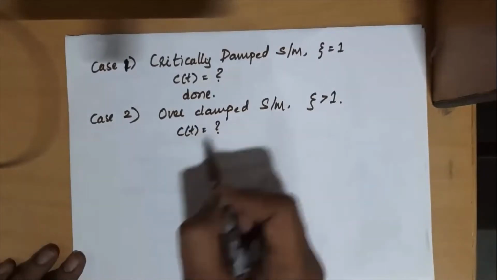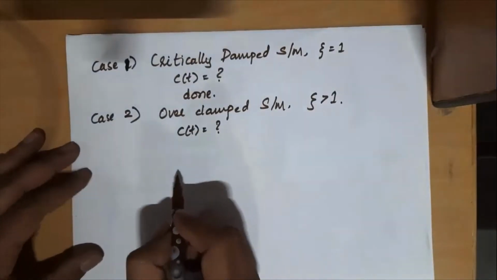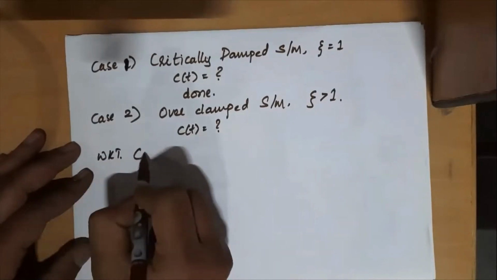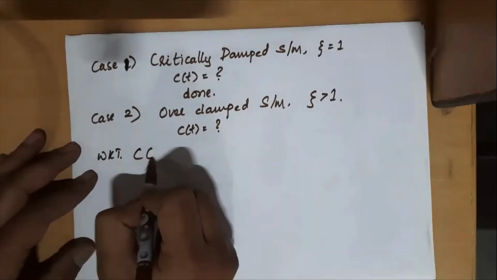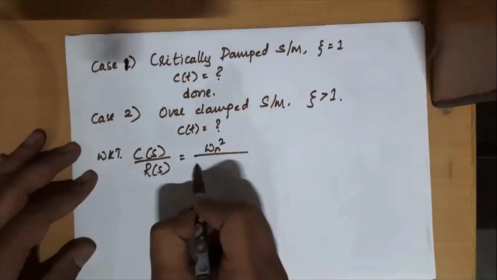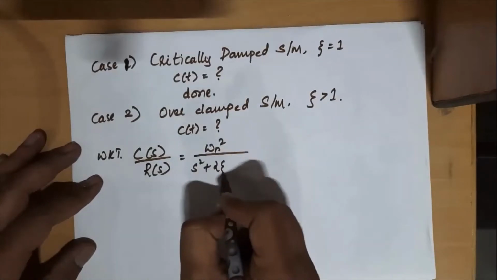So what is the C of t for this? Do you expect the same expression of C of t for this also? So whichever we had derived for the critically damped case, will it be the same as this? Let us see what difference it will be. So we start with the first step again.